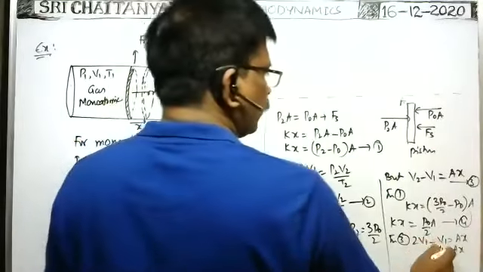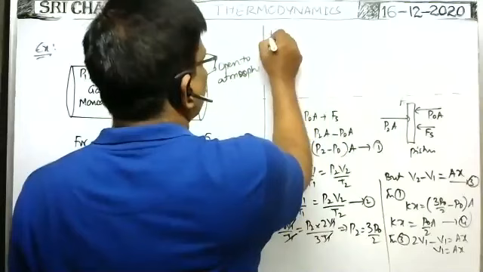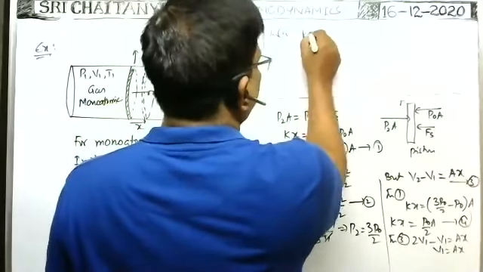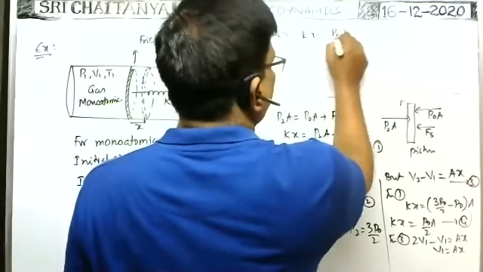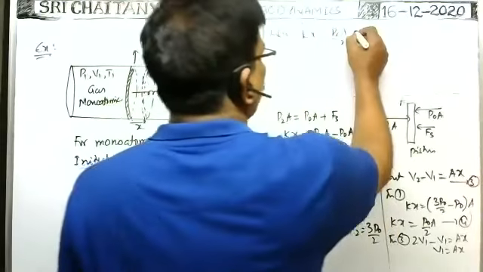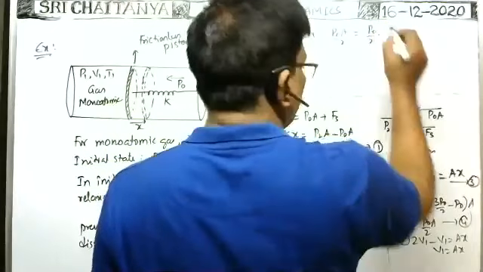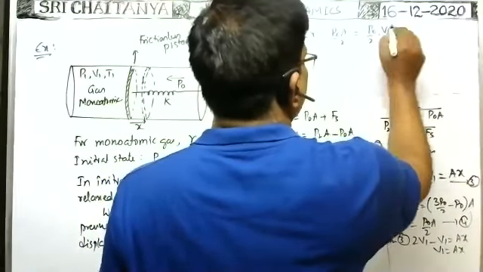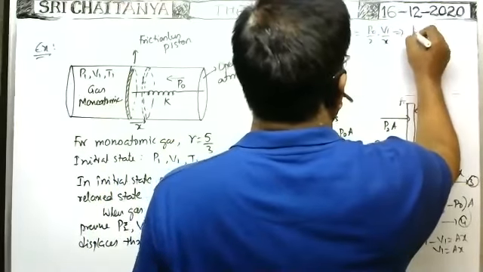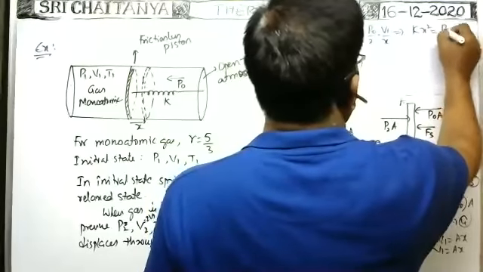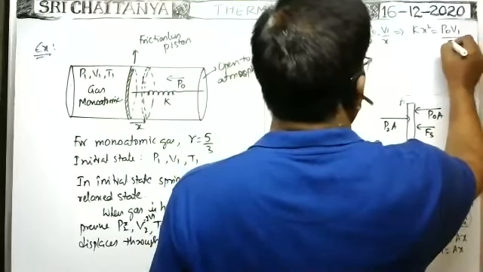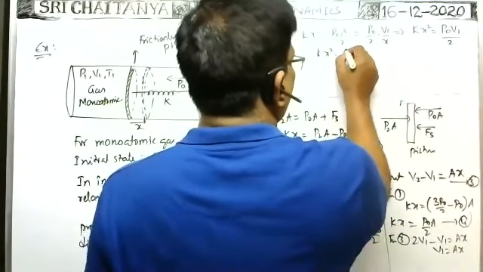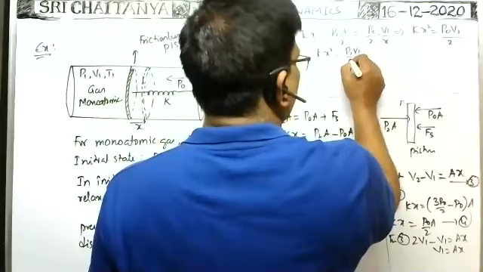V1 is equal to Ax. Now, from 4, Kx is equal to P0 A by 2. That is equal to P0 by 2 into A, and we can write A as V1 by X. That implies Kx squared is equal to P0 V1 by 2. Of course, P0 means P1 only. Therefore, Kx squared is equal to P1 V1 by 2.